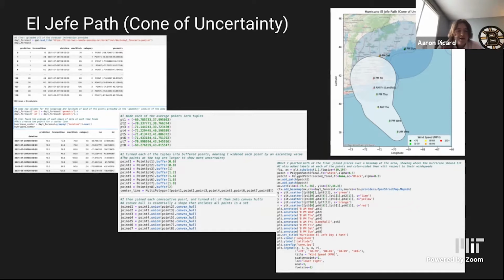The next thing I did was I joined each consecutive point with each other, and then I took the first 5 join points and turned it into one large polygon. And I did that for the last 2 as well to show the difference between the first few days and the last 2. The next thing I did was I plotted each of the final join pieces over a base map of the area to show where the hurricane should hit. I also added labels at each of the points and color coded them with respect to their wind speeds.